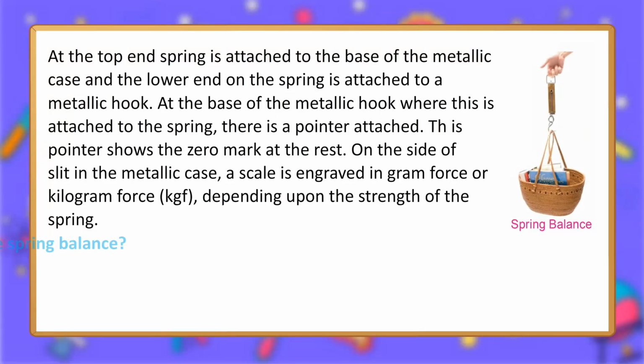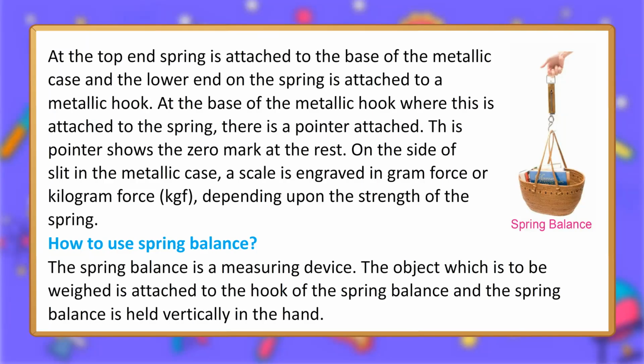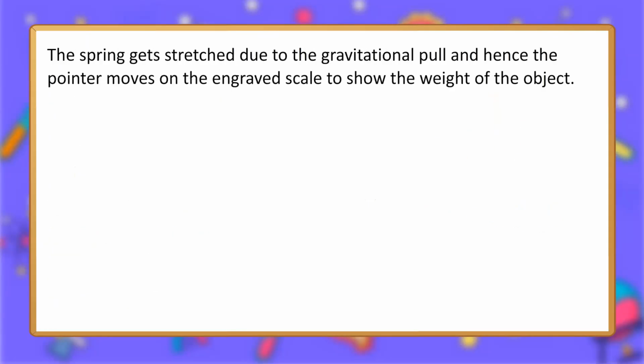How to use a spring balance? The spring balance is a measuring device. The object which is to be weighed is attached to the hook of the spring balance and the spring balance is held vertically in the hand. The spring gets stretched due to the gravitational pull and hence the pointer moves on the engraved scale to show the weight of the object.